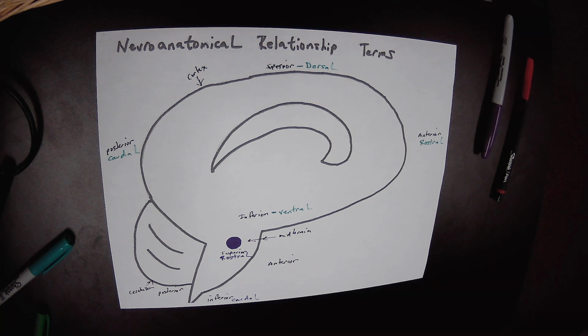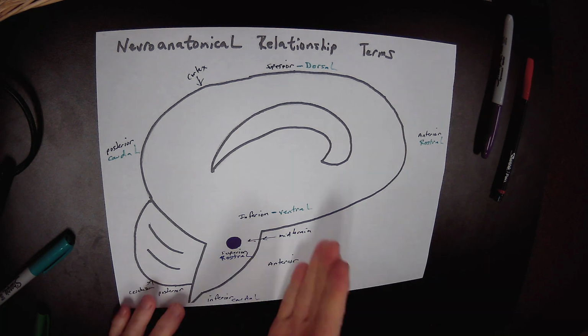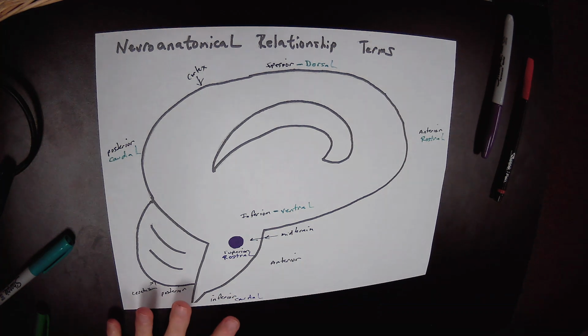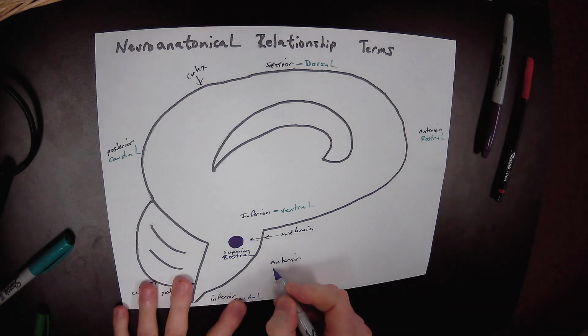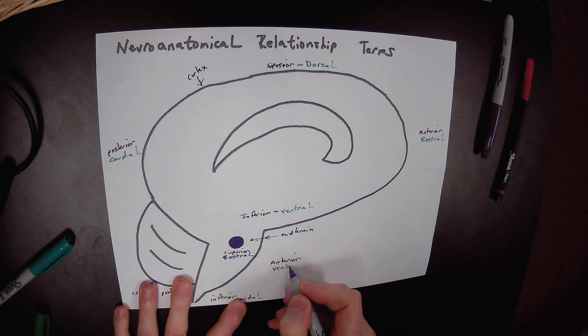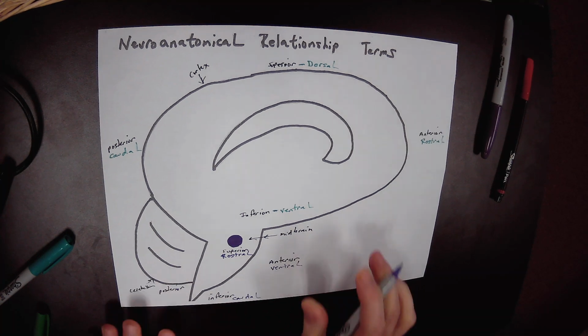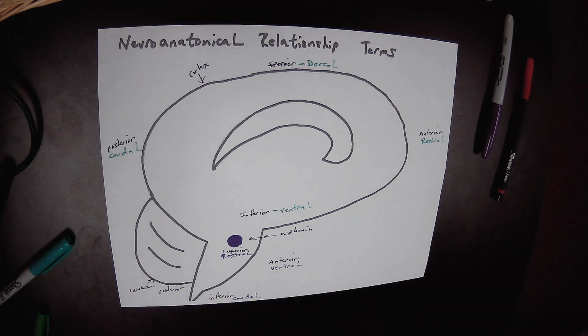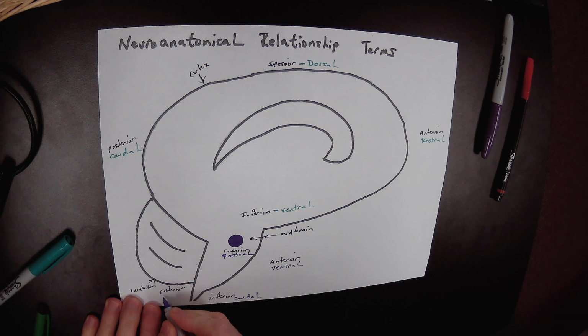Below the level of the midbrain, superior is going to be rostral, inferior is going to be caudal, and anterior, the front, is going to be belly side, so now it makes sense, it's going to be ventral. And then the back side, if you think about the back of the spinal cord, that's going to be dorsal. That's posterior.